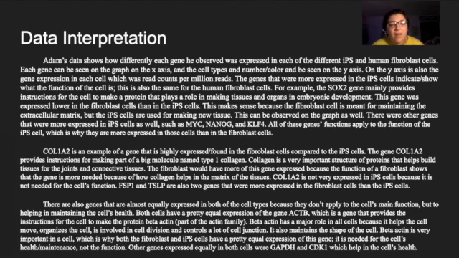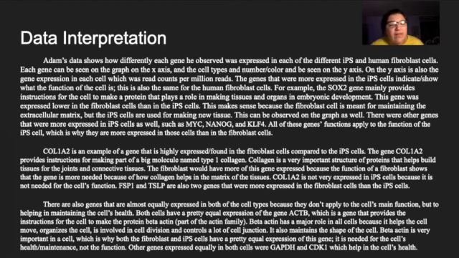The fibroblast cell would have more of this gene expressed because the function of a fibroblast shows that the gene is more needed because of how collagen helps in the matrix of the tissues. COL1A2 is not very expressed in iPS cells because it is not needed for that cell's specific function.